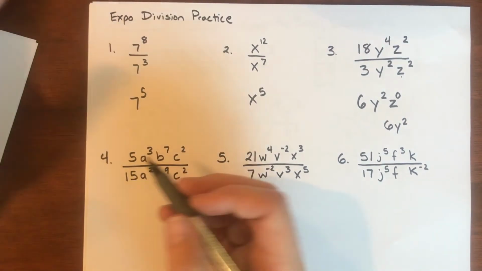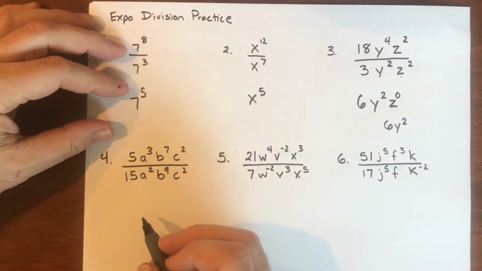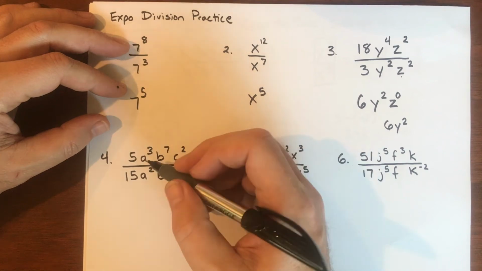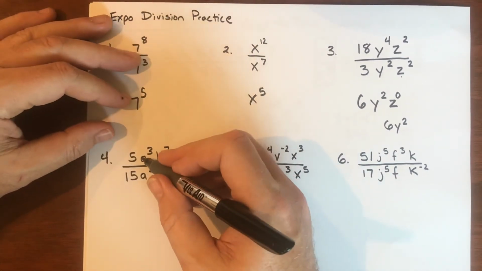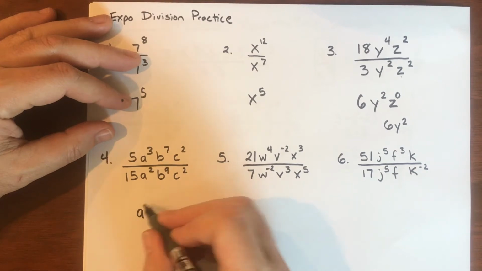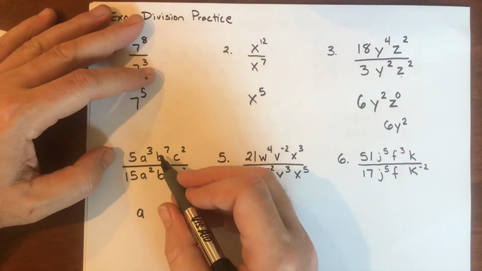Number 4, simplify 5 and 15. 1's on top, so it's just going to disappear. So it's just a 5 on the bottom. Let's see what happens with my exponents here, my other bases and exponents. Keep the a. 3 minus 2 is 1, so it stays on top. I can put the 1 or just leave it.